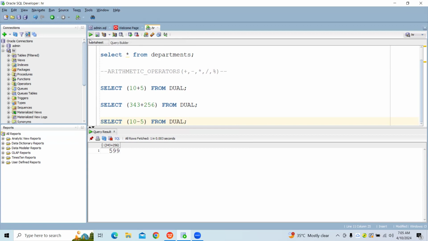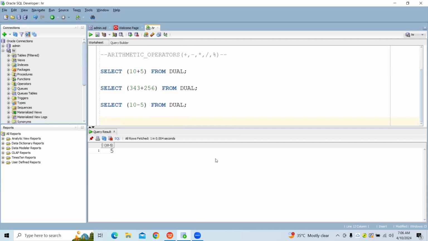So now let me run the query. What happens if I run this particular query? I would be getting the output below the worksheet. In that you can see this. If we subtract 5 from 10, we would be getting 5. So the same 5 is visible to us in the output. Now we'll go for the next query.